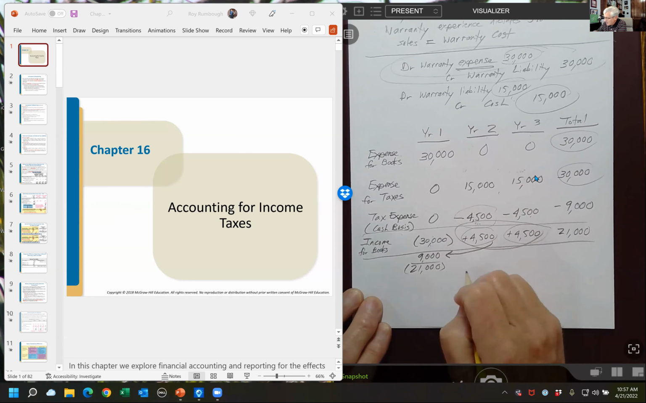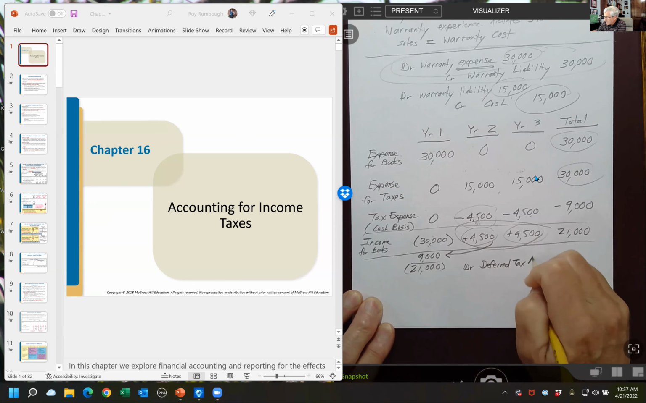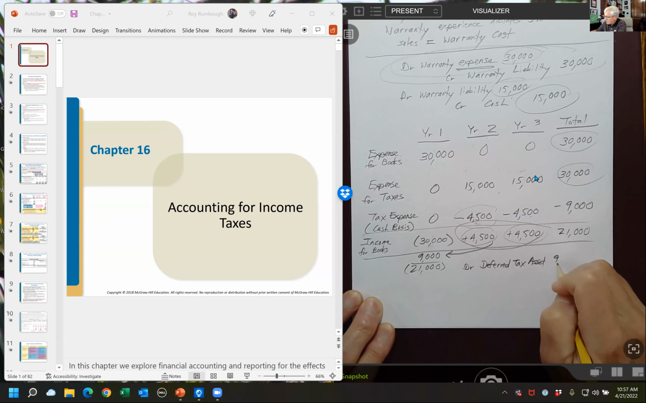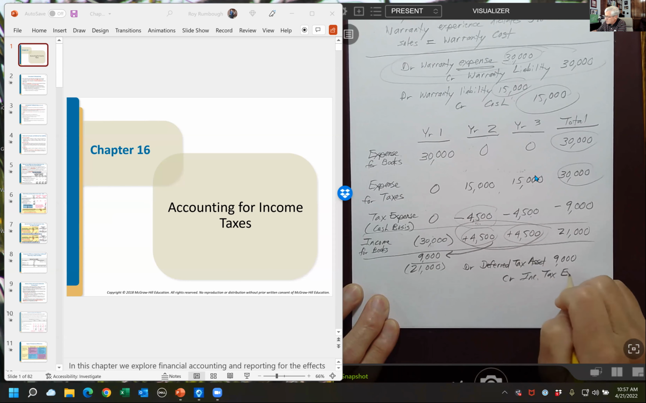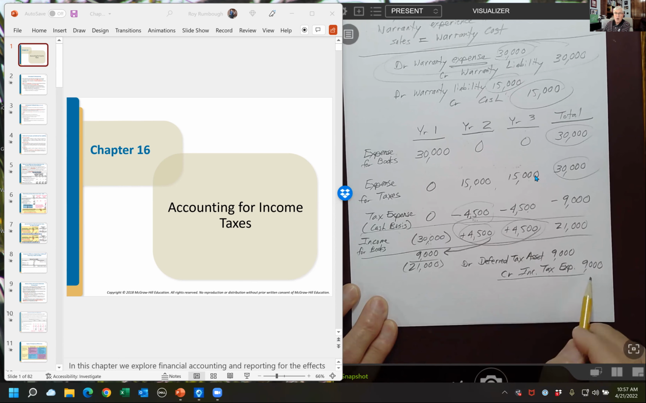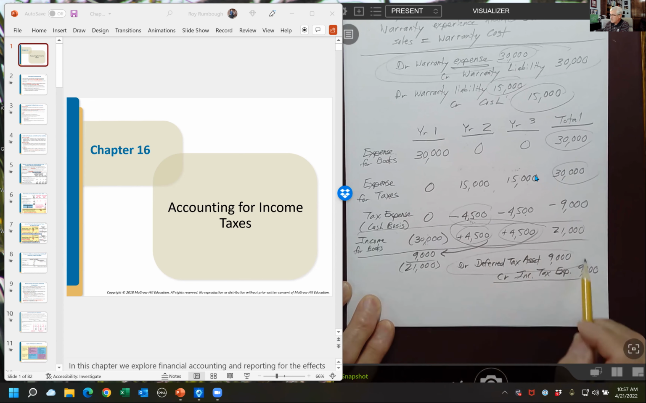We are going to debit a deferred tax asset for $9,000, and we're going to credit income tax. Now keep in mind, a credit to an expense is a reduction in the expense. And so let's look at this deferred tax asset.